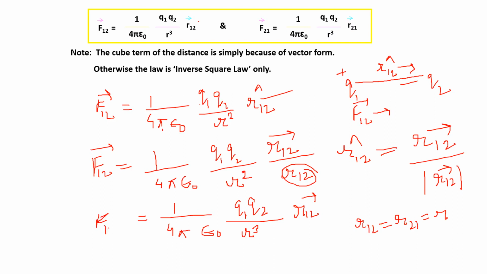Here r cube appears in the denominator. This is just because of vector form. So I have told you why this r cube is written here, because we have converted a unit vector into a vector. Similarly, we can write F21 as 1 upon 4 pi epsilon naught Q1 Q2 upon r cube R21.